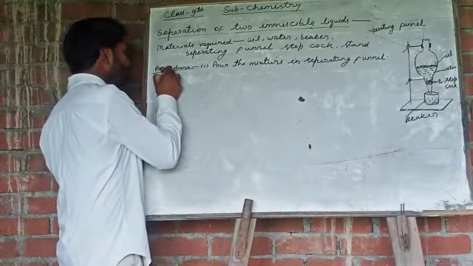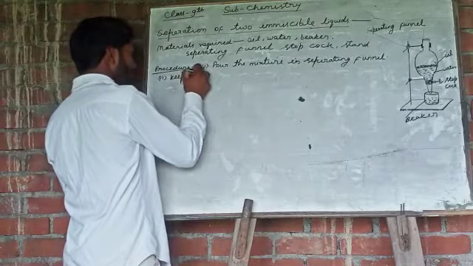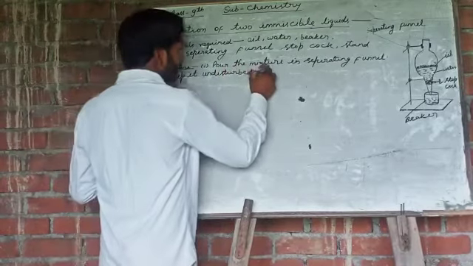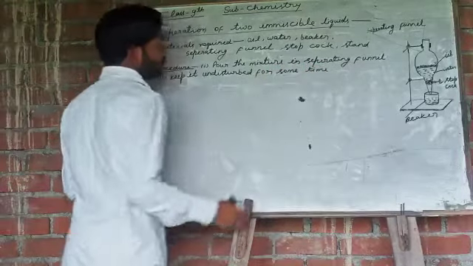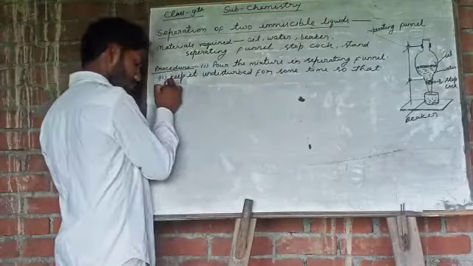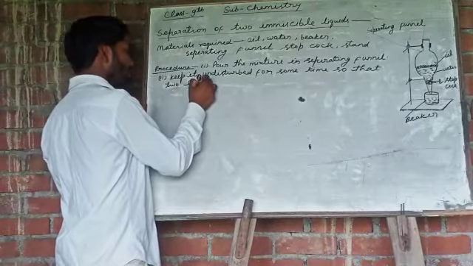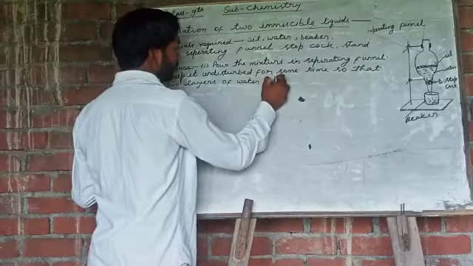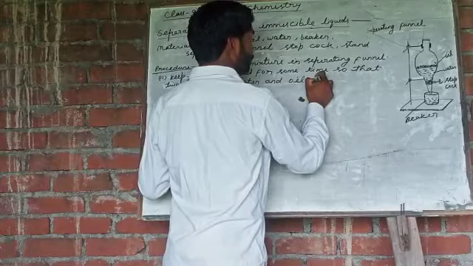After pouring it, we will let it stay undisturbed for some time. So second step, keep it undisturbed for some time so that two layers of water and oil should form.